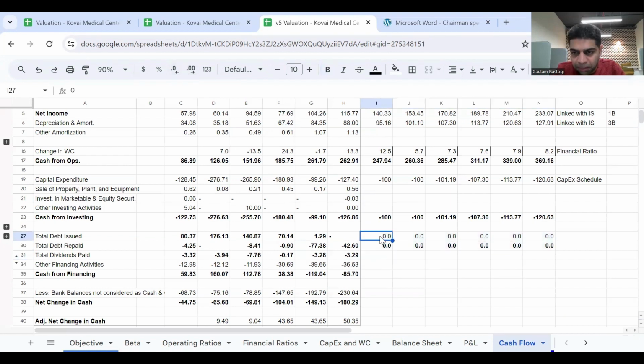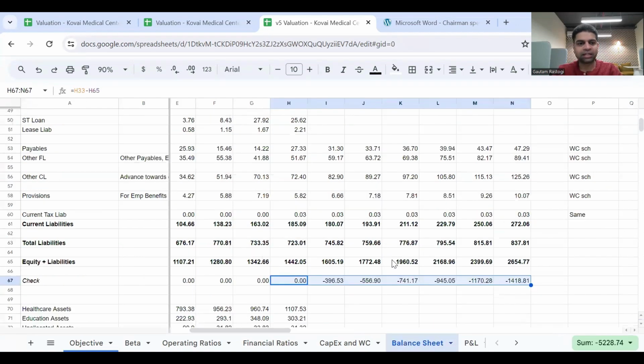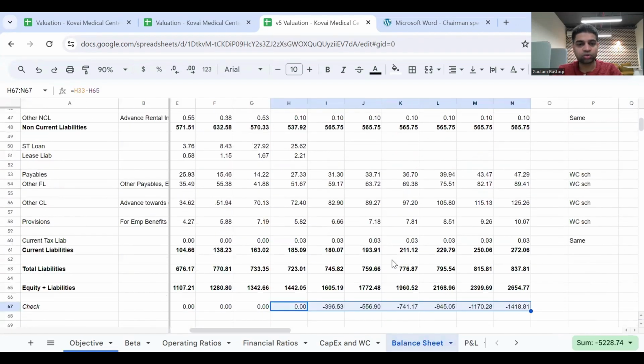And by the way, if in case we were to issue some debt, or repay any debt, this needs to be added to the balance sheet. So let's link it to the balance sheet. Let's write it after we're done with the linking. So let's go to the balance sheet. This is very important.